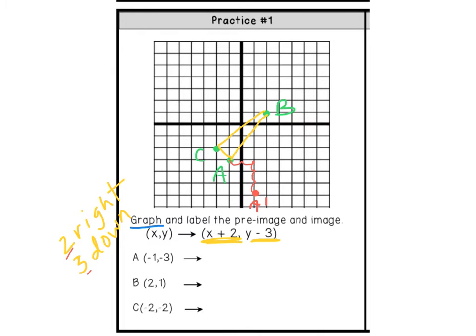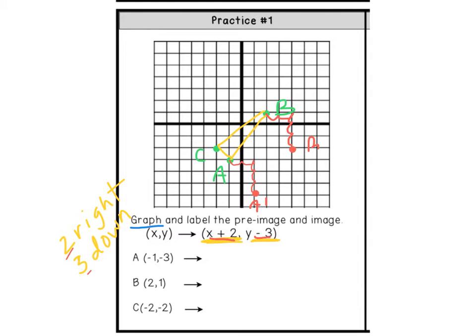And then let's move on to B. Same rule. We're going to go 2 to the right. I got that from right here. That means +2. So we go 2 to the right, and then 3 down. 1, 2, 3. So that lands us right here for B prime. And then mark that B prime.